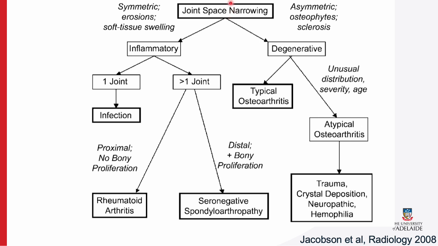Back to that beginning, joint space narrowing. Has it got asymmetric involvement within that joint space? Are there associated osteophytes and sclerosis? That makes you think of a degenerative cause. Are the features and patient details typical for osteoarthritis? You can stop there. However, if it's got an unusual distribution, more severe, the age or demographics don't fit, think of atypical osteoarthritis, and in particular trauma, crystal deposition, neuropathic arthropathy, and haemophilia.